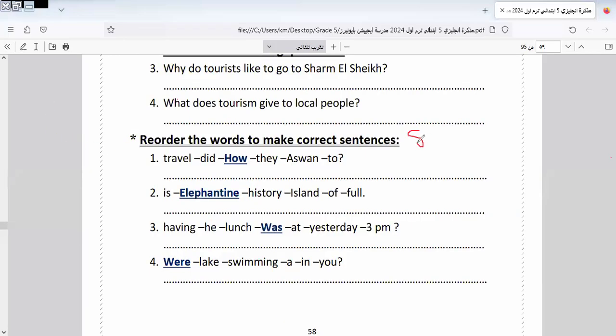Here is subject plus verb plus object. Let's answer this. How did they travel to Aswan? How? So the answer would be how did. I will put the verb before the subject. How did they travel? How did they travel to Aswan? And I put the question mark at the end of the sentence, okay?